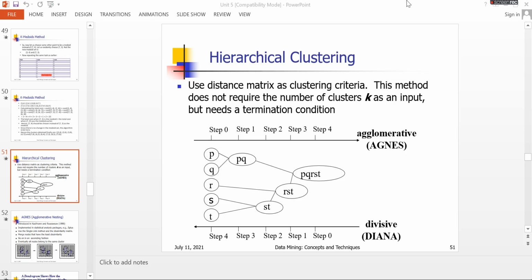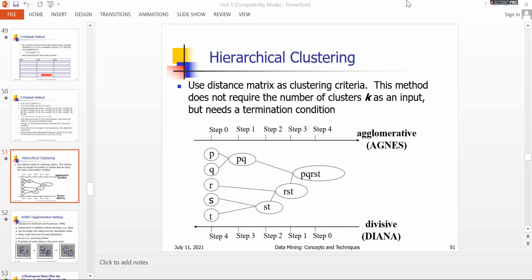It uses a distance matrix as the clustering criteria. This method does not require the number of clusters k as input but needs a termination condition. In hierarchical clustering we have two methods, the agglomerative method and the divisive method. The agglomerative method you can observe from step 0 to step 4. The divisive method is just the opposite of the agglomerative method.